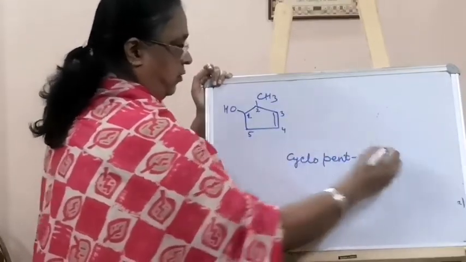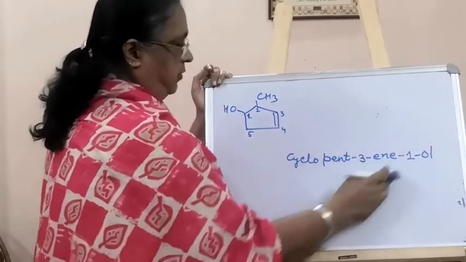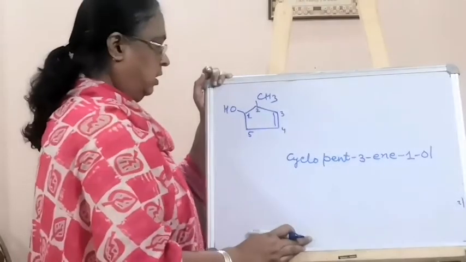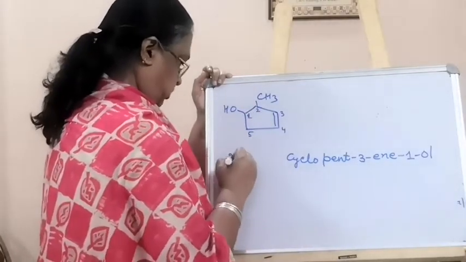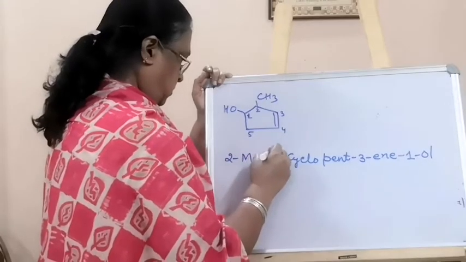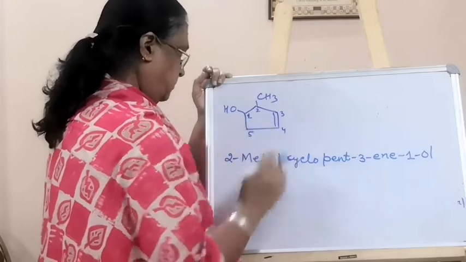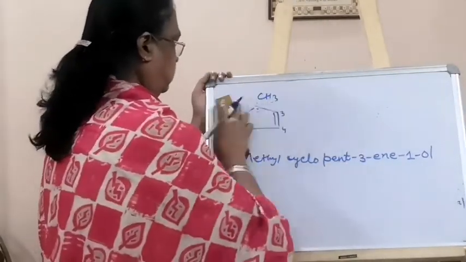And the ol is at 1, so 1-ol. Or you remove the 1 and the e and you can join it. Then we have at 2 methyl, so 2-methyl, so this c will be small. Okay, then next example.